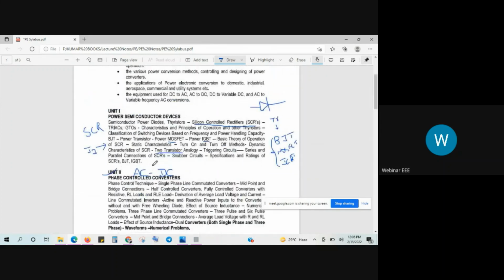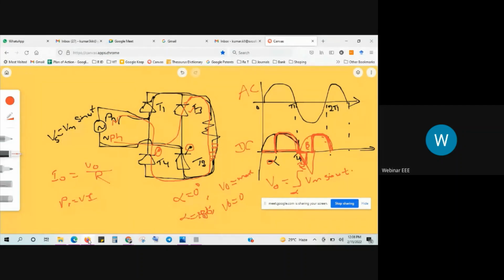So in today's class we discussed the difference between diode and SCR, and how the questions may arise. Questions may arise based upon concepts: V naught, I naught, and P. Either they miss any one term, alpha or beta or Vm or V naught, and we need to find it out. We may get questions on when we get the maximum output voltage and the minimum output voltage.